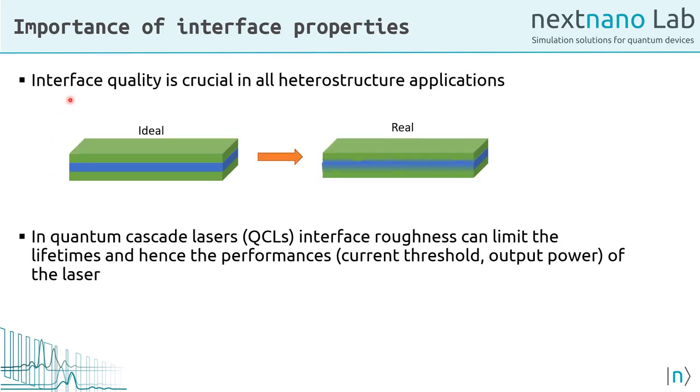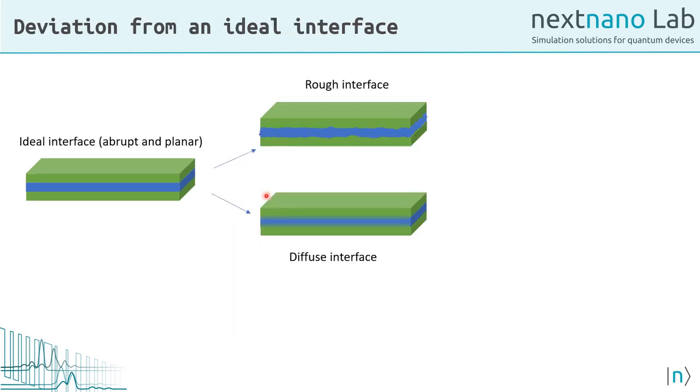And the interface quality is crucial for all heterostructure applications because, as I said, this non-ideality of the interface will induce scattering. And in quantum cascade lasers, the interface roughness is known to limit the lifetimes and hence the performance, through the current threshold and the output power of the laser. So how can an actual interface deviate from an ideal one?